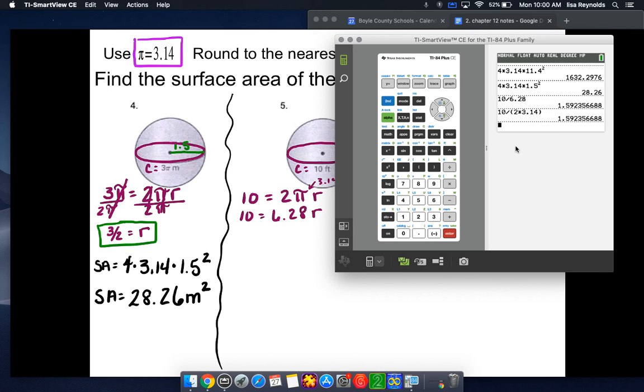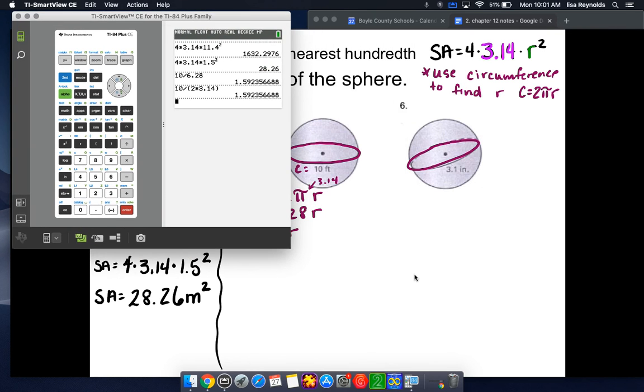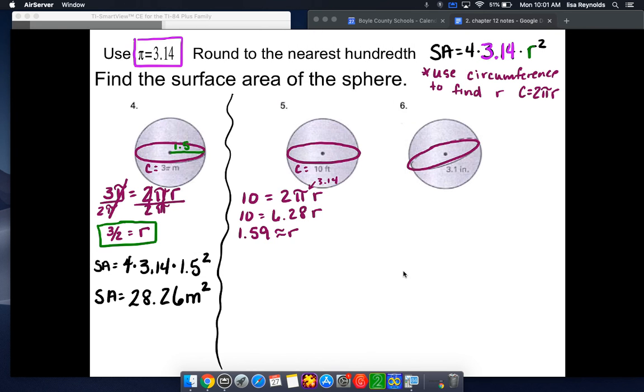So this is going to be 1.59 for our radius. So now that we have our radius value of 1.59, we can calculate our surface area. 4 times our 3.14 for pi times our 1.59 of the radius squared.